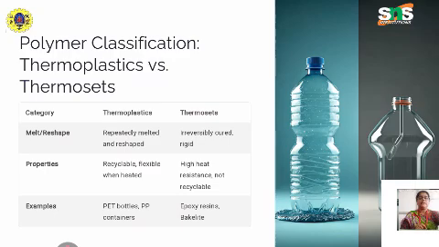A good and common example for thermoplastics is PET bottles and PP containers, and for thermosets, the best examples are epoxy resin and Bakelite. Bakelite you are aware of, used in cookware, where it can withstand very high temperature, but it cannot be recycled. And PET bottles, when you give them for recycling, will be processed again and made into another bottle and will come back.